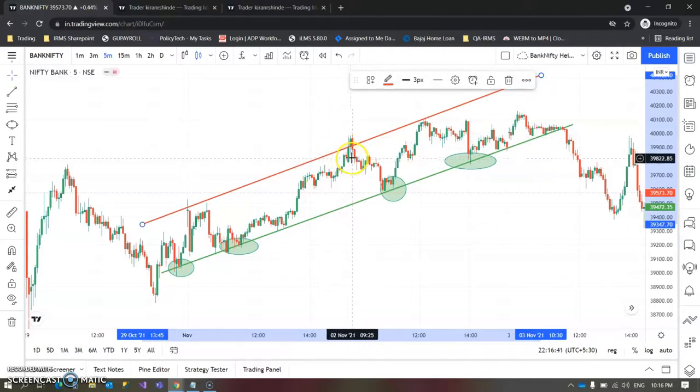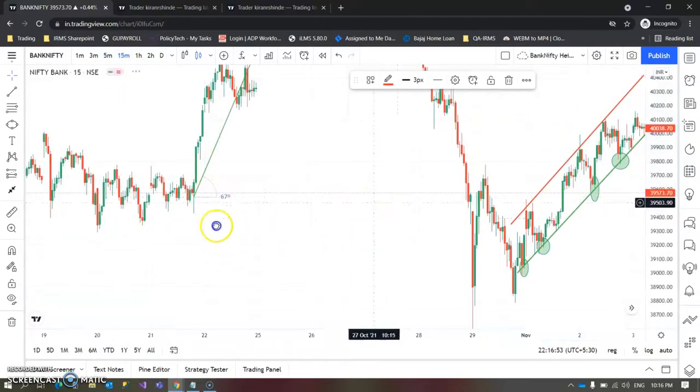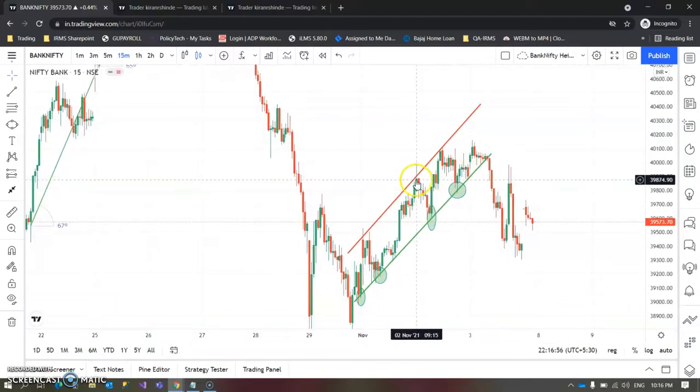Now here you can clearly identify, in the 5 minutes time frame, that there is a breakout of this particular resistance line, and people get trapped over here. But in the 15 minutes time frame, if you see, you don't see a breakout, right?